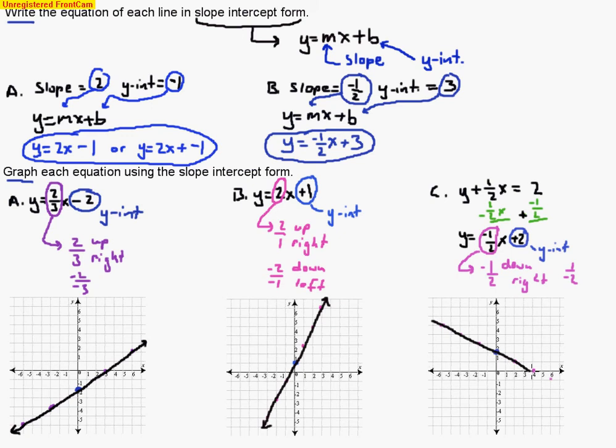So on your homework tonight, you're going to have 2 problems in which you need to graph the equation given the line. One will look like a and b, the other will look like c. Make sure you move that x term over by doing an opposite operation. So here I subtracted 1/2 x from both sides.